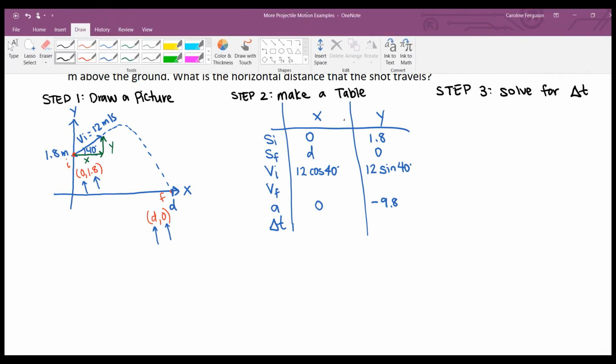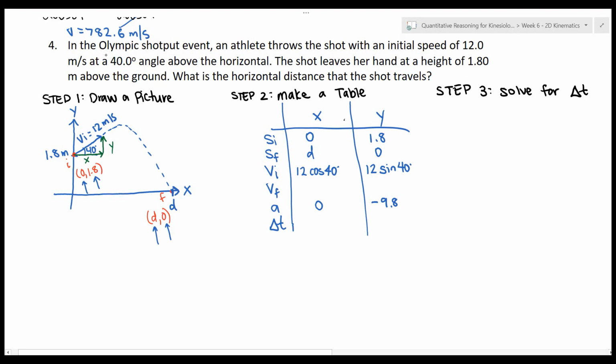So we're going to choose the column that has the most information. Which column is that? The x column has this variable here, this d value, which is unknown. The y column doesn't have that, so the y column is the one that has the most information. So I'm going to start with my y direction, and I'm going to use that to solve for the time.